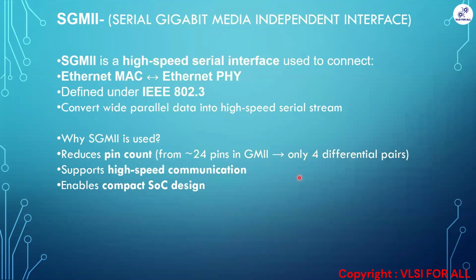And coming to the SGMII, which is a high-speed IP, SGMII is nothing but Serial Gigabit Media Independent Interface. It's a high-speed serial interface used to connect the Ethernet MAC with the Ethernet PHY. It's under the IEEE standard 802.3.